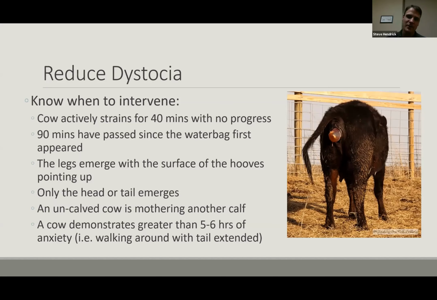If only the head or the tail emerges, of course, make sure that you check those out. If an uncalved cow is trying to mother another calf, that's another animal that we should probably be taking a look at. And then finally, cows, or heifers often, that demonstrate greater than 5 to 6 hours of anxiety, so almost stage 1 calving, where they're walking around with their tail extended up in the air, we should probably be taking a look at those animals as well. So that's kind of the checklist in my mind, that if you're wondering whether you need to intervene, these are what you should be looking at.